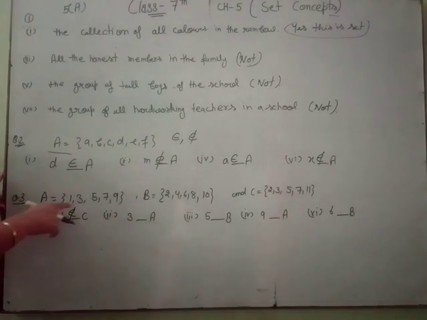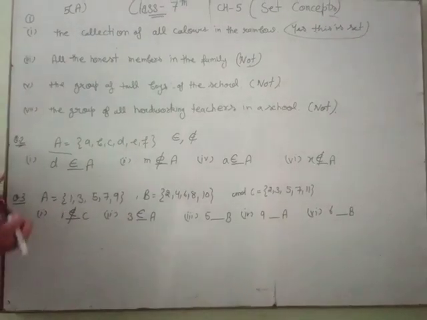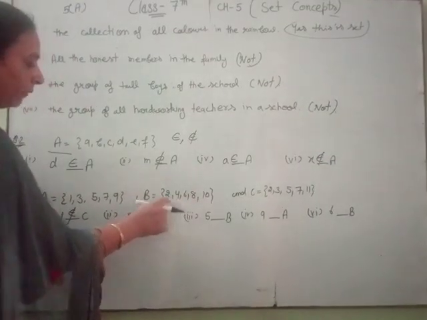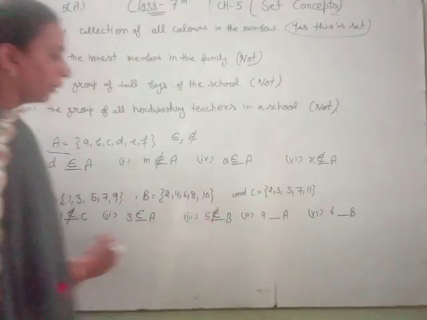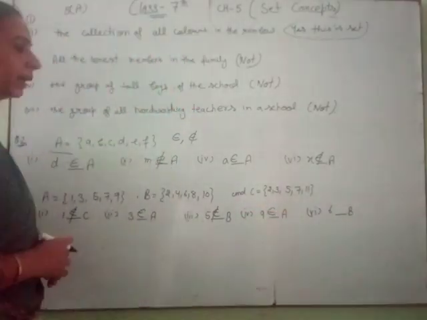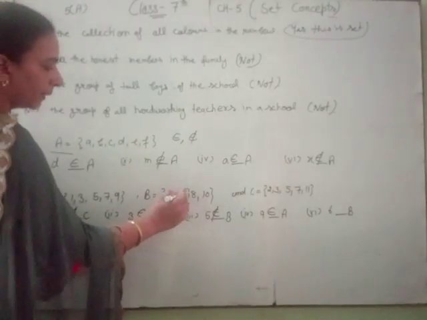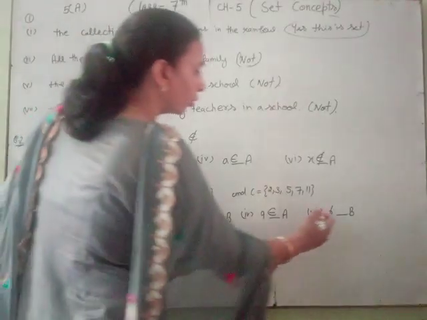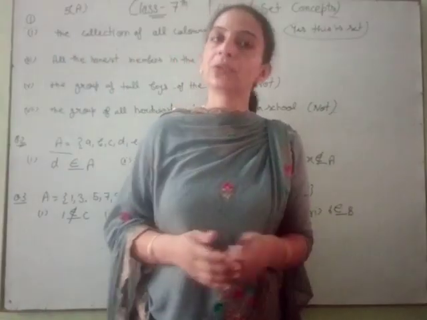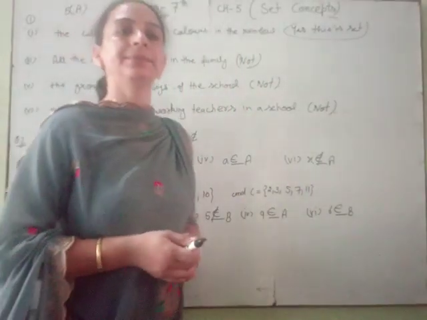3 and A. There is element 3 in set A, so 3 belongs to set A. 5 in B. There is no element 5 in B, so 5 does not belong to B. Next is the fourth part, 9. 9 is in set A, so 9 belongs to set A. Okay. Next, part 6 and B. In set B there is a member 6. 6 is a member of set B, so 6 belongs to B. Okay. Next goes to the next question of this exercise.